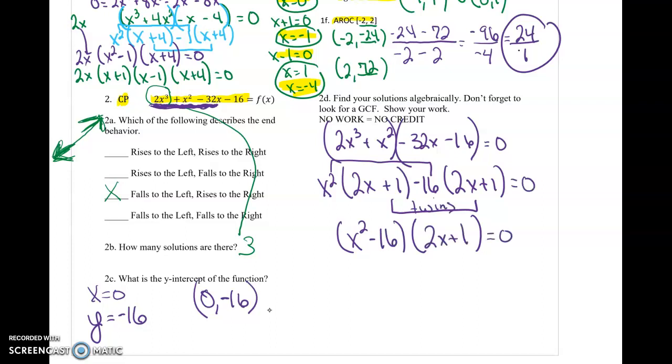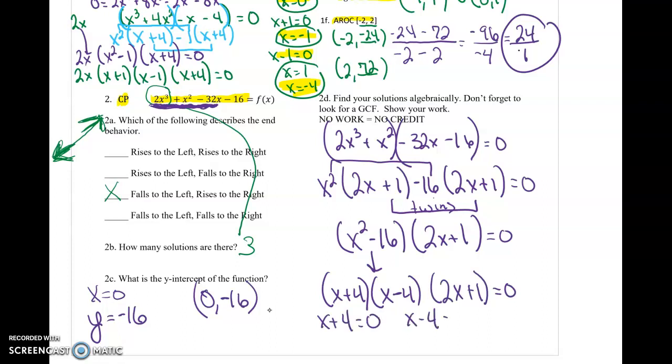And if you happen to notice again that this is a difference of squares, it turns into (x plus 4)(x minus 4). Now I can take each factor, set it equal to 0, and solve for x. So my 3 solutions will be -4, 4, and in the far right one, I would subtract my 1 and then divide by 2 to get -1/2.